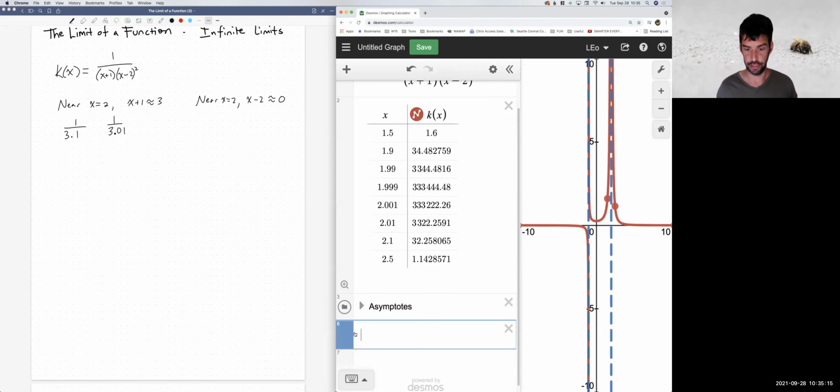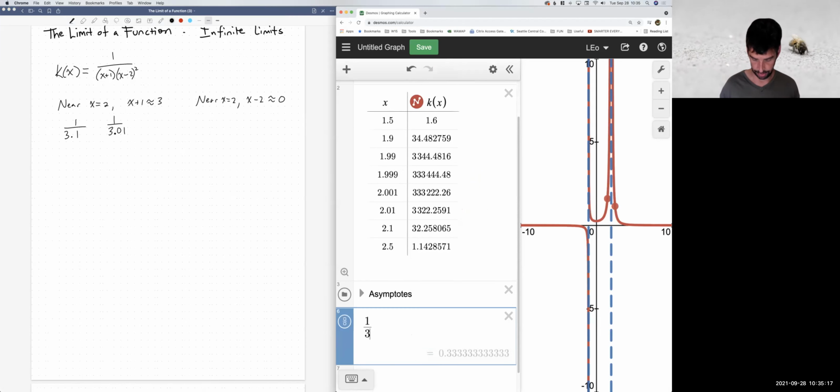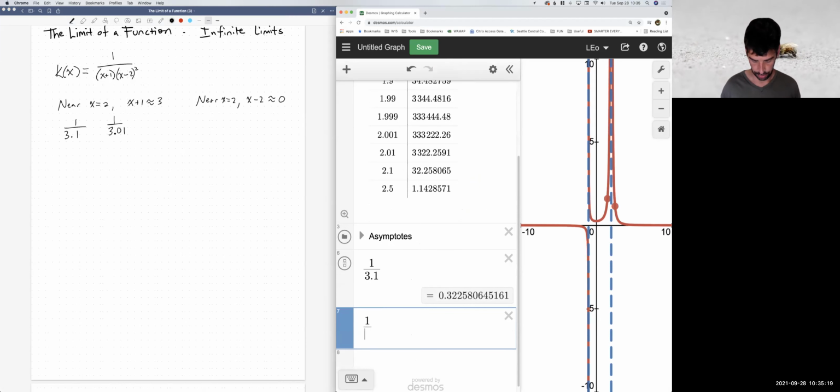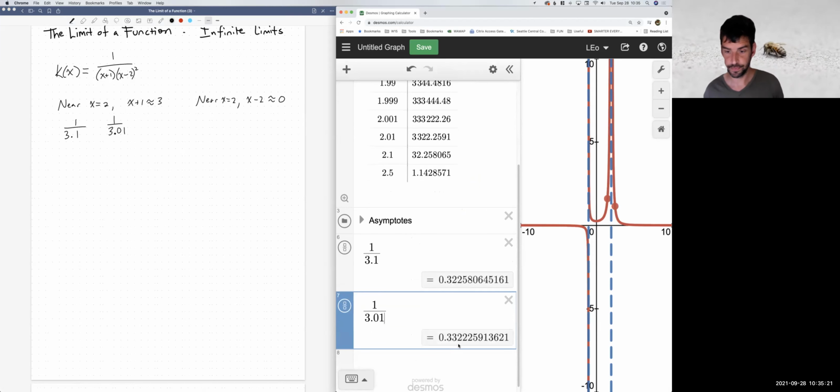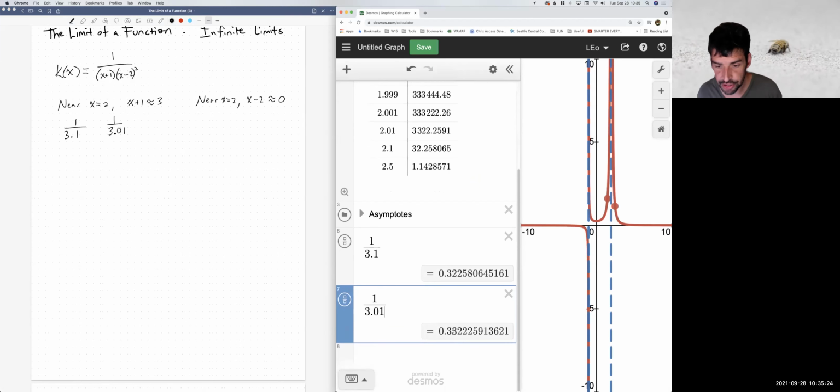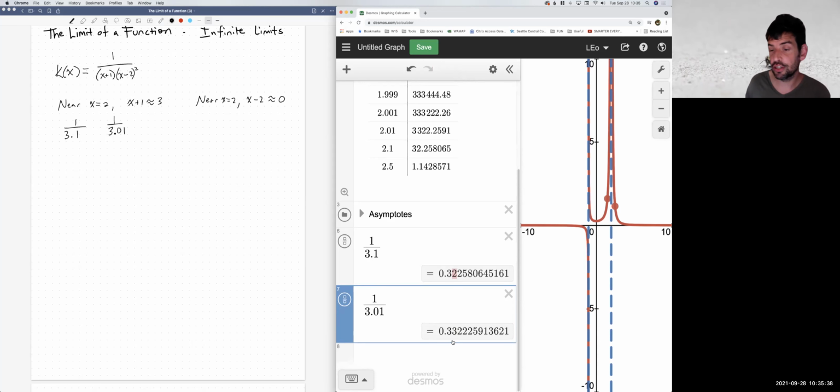So let's just put in 1 divided by 3.1 and 1 divided by 3.01. Notice how close together these numbers are, right? They're both 0.3, and then one's 0.33 and one's 0.32. And so they're about a 1/100th difference, right? They're very close together. They're not very different numbers.